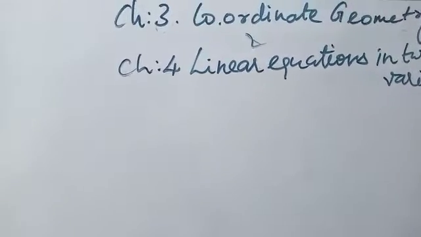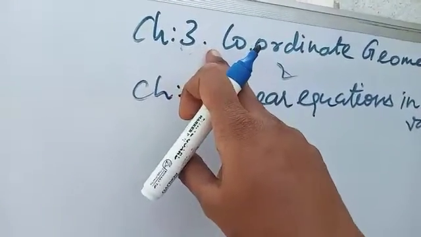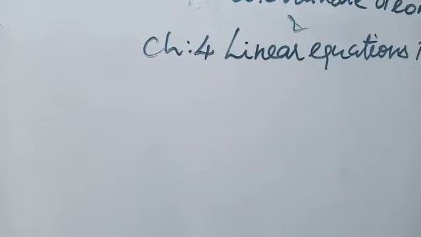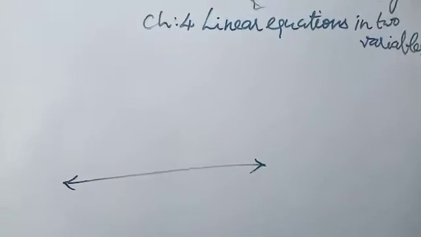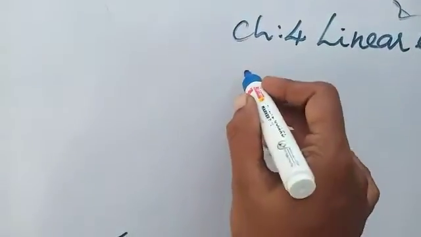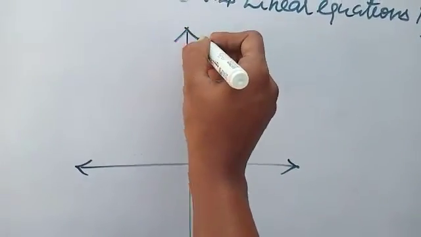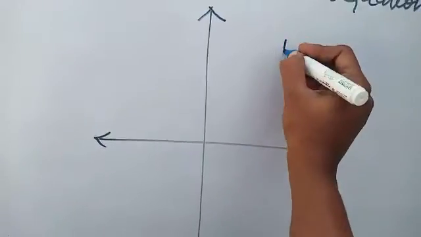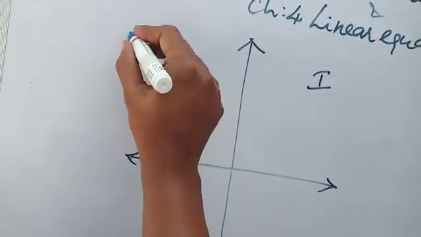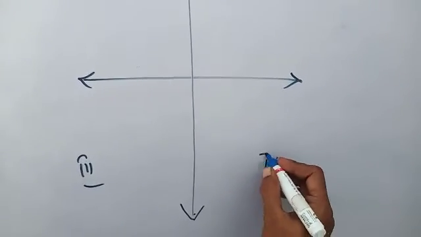First of all we have to see locating points alone in the graph sheet. Everyone take the graph note. Then split it into the four quadrants. You know very well, this is the first quadrant, this is the second quadrant, this is the third quadrant, this is the fourth quadrant.